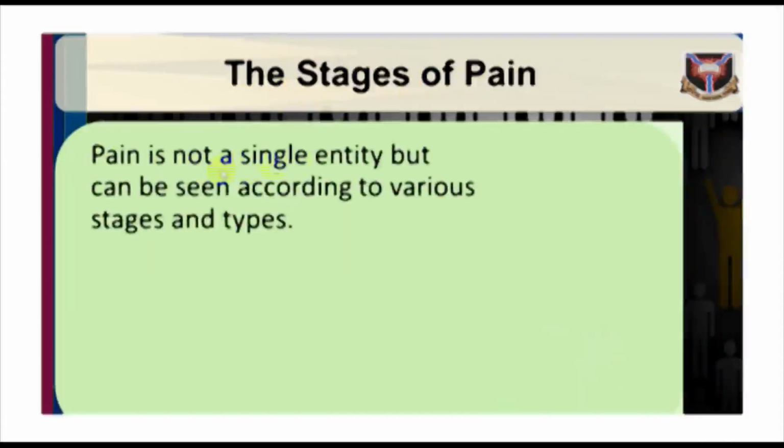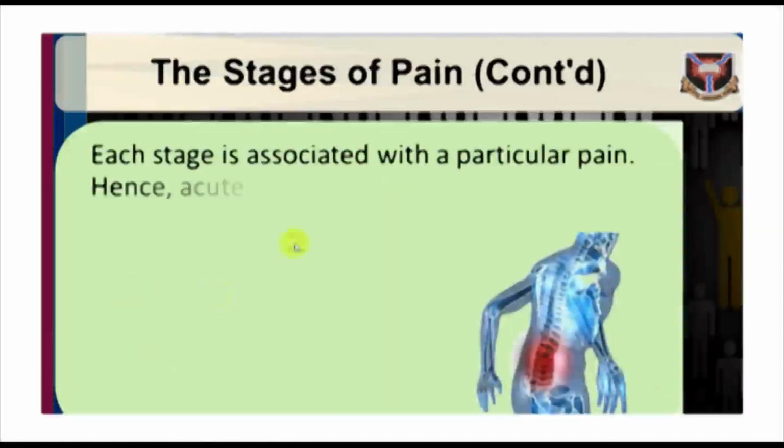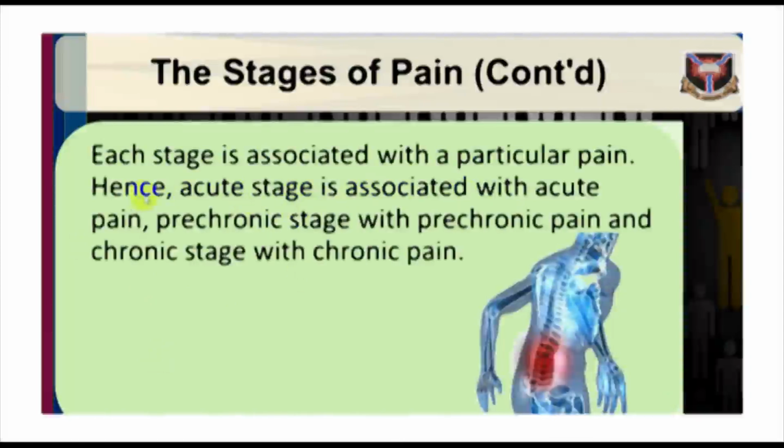Stages of pain. Pain is not a single entity, but can be seen according to various stages and types. Keefe, 1982, has identified 3 stages of pain, namely acute, prechronic, and chronic stages. Each stage is associated with a particular pain. Hence, acute stage is associated with acute pain, prechronic stage with prechronic pain, and chronic stage with chronic pain.